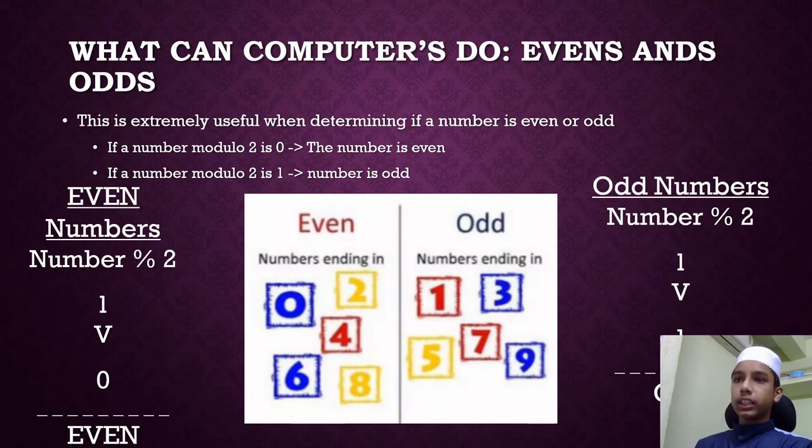Evens and odds. This is extremely useful when determining if a number is even or odd. If a number modulo 2 is 0, then the number is even. If a number modulo 2 is 1, then the number is odd. Okay.